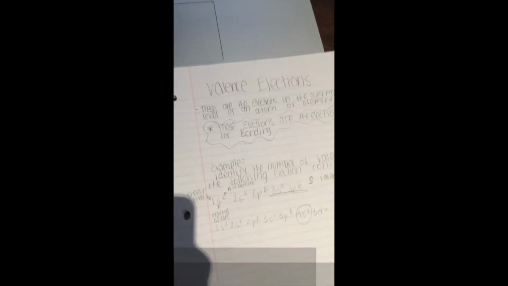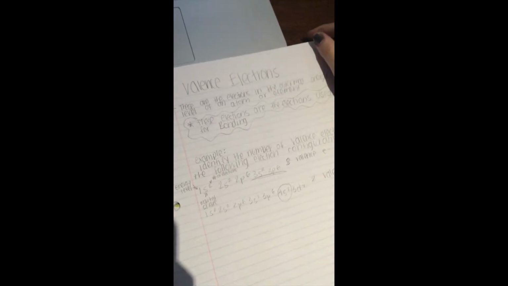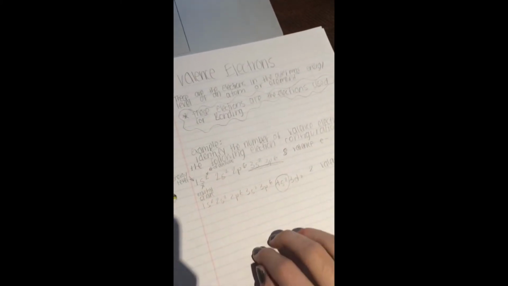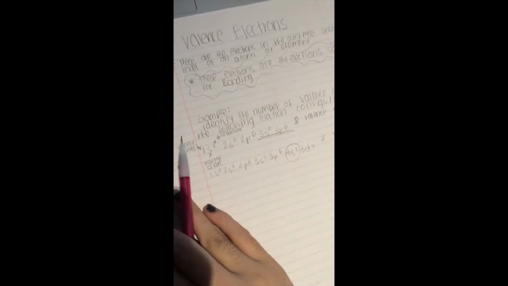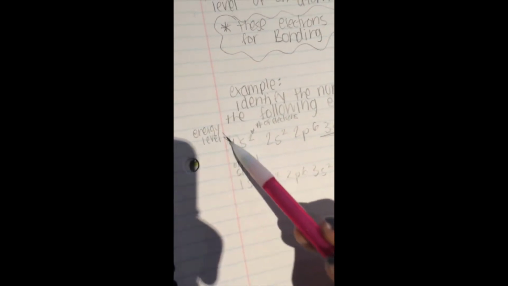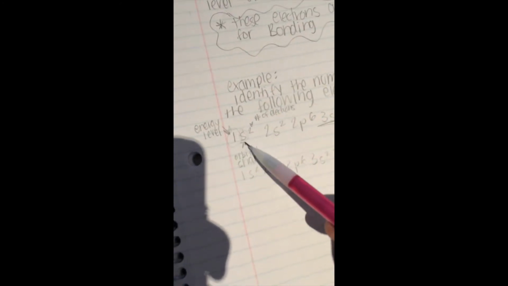Next, we're going to learn about the valence electrons. Valence electrons are the electrons in the outermost energy level of an atom or element. These specific electrons are the electrons used for bonding. So I'm going to use an example to explain it to you, because that helped me. So if you look here, the 1 here represents the energy level, and the S here represents the orbital shape. Then the 2 here represents the number of electrons.